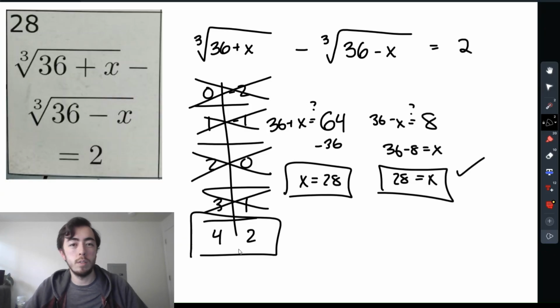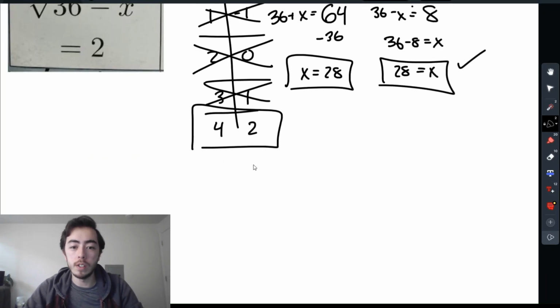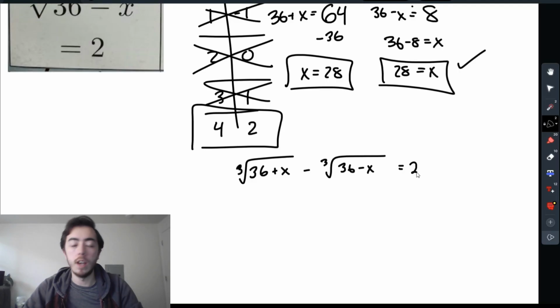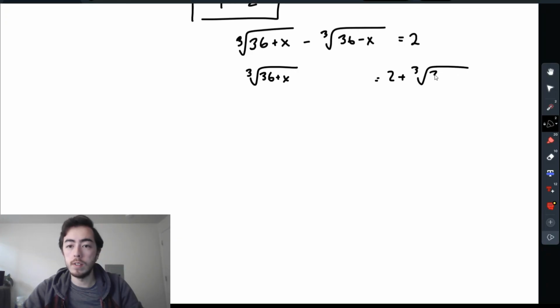Maybe give me a sec to explore to see if the algebra way gives us anything interesting. So I did find an algebra strategy that's actually kind of useful to share. We could start where we started and just rewrite the problem: cube root of 36 plus x minus the cube root of 36 minus x equals 2. And then, like I said at the beginning, a useful strategy is to add one of the radical expressions to the other side and cube both sides.